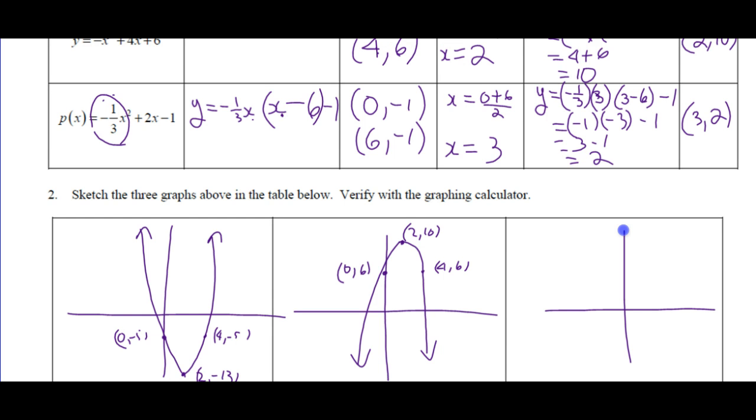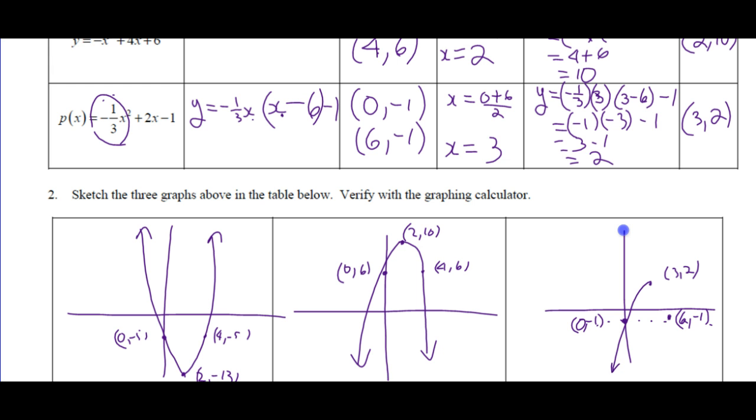And the last one, what do we got? Which way does it open? Opens down. Where's the vertex? (3, 2). So let's find the vertex first. (3, 2). What 2 points do we have? (0, -1) and (6, -1). So you notice, this is at 0, this is at 6, this is halfway in between. These are the 2 points on the horizontal line. The axis of symmetry is halfway in between.